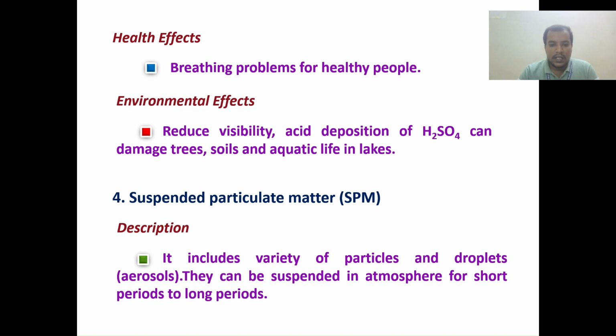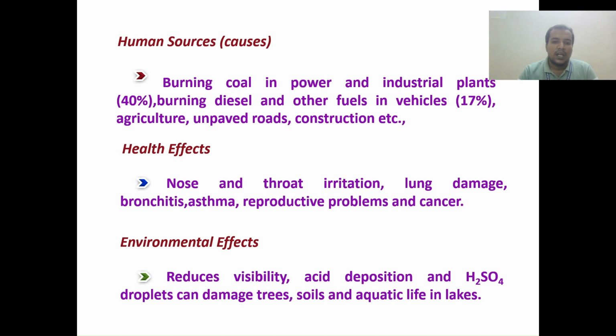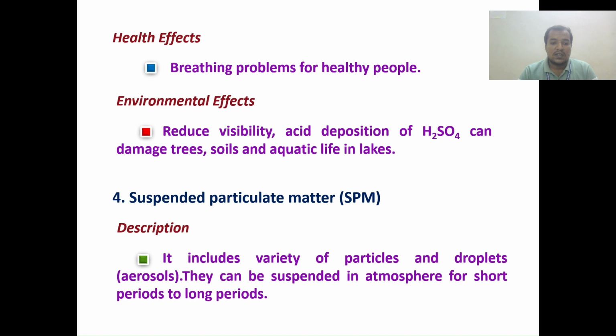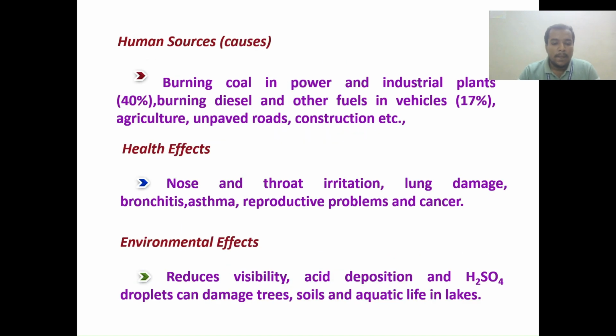Suspended particulate matter in air pollution includes a variety of particles and droplets. They can be suspended in the atmosphere for short periods and for long periods. The human sources of suspended particulate matter: burning coal in power and industrial plants, 49%, burning diesel and other fuels in vehicles, 17%, agriculture, and road construction. These are the main sources of suspended particles.